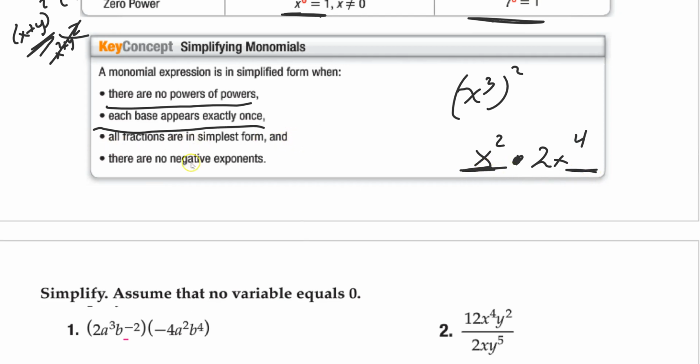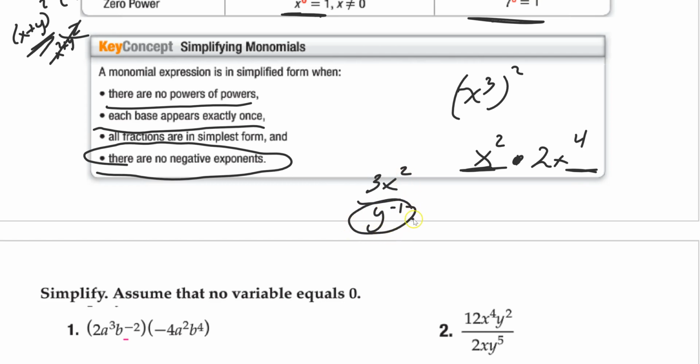All fractions in simplest form. Here's the big one, it's probably kind of new: no negative exponents. If I give you this, you're like, whoa, can't have that y to the negative 1. We want to move that up. So no negative exponents. I think the rest are fairly obvious. That one's the only one. If we want you to simplify, we generally don't want negative exponents.